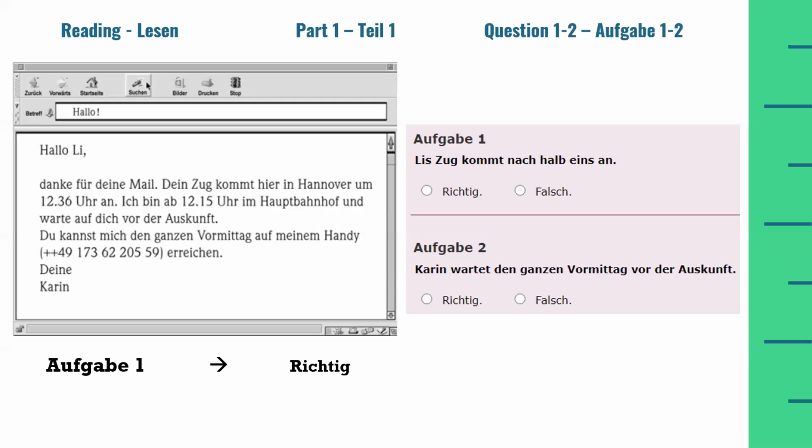Karin wartet den ganzen Vormittag vor der Auskunft. Karin waits the whole morning in front of the information. Auskunft means information, and here it means information counter. Now let's have a look at the email and see where we can find this information.